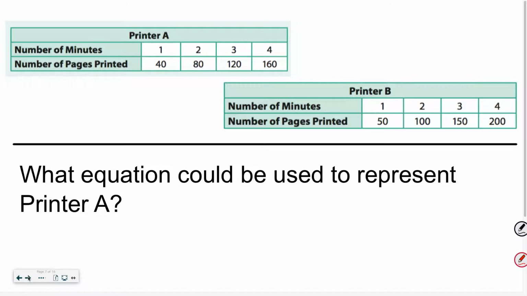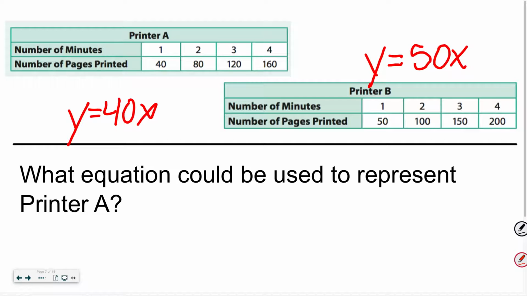Okay, so now we're going to compare them the other way with the equation. So we want to find an equation for printer A. Our equation for printer B was y equals 50x. How can we write an equation for printer A? Nikia, how did you get y equals 40x? We all agree y equals 40x.